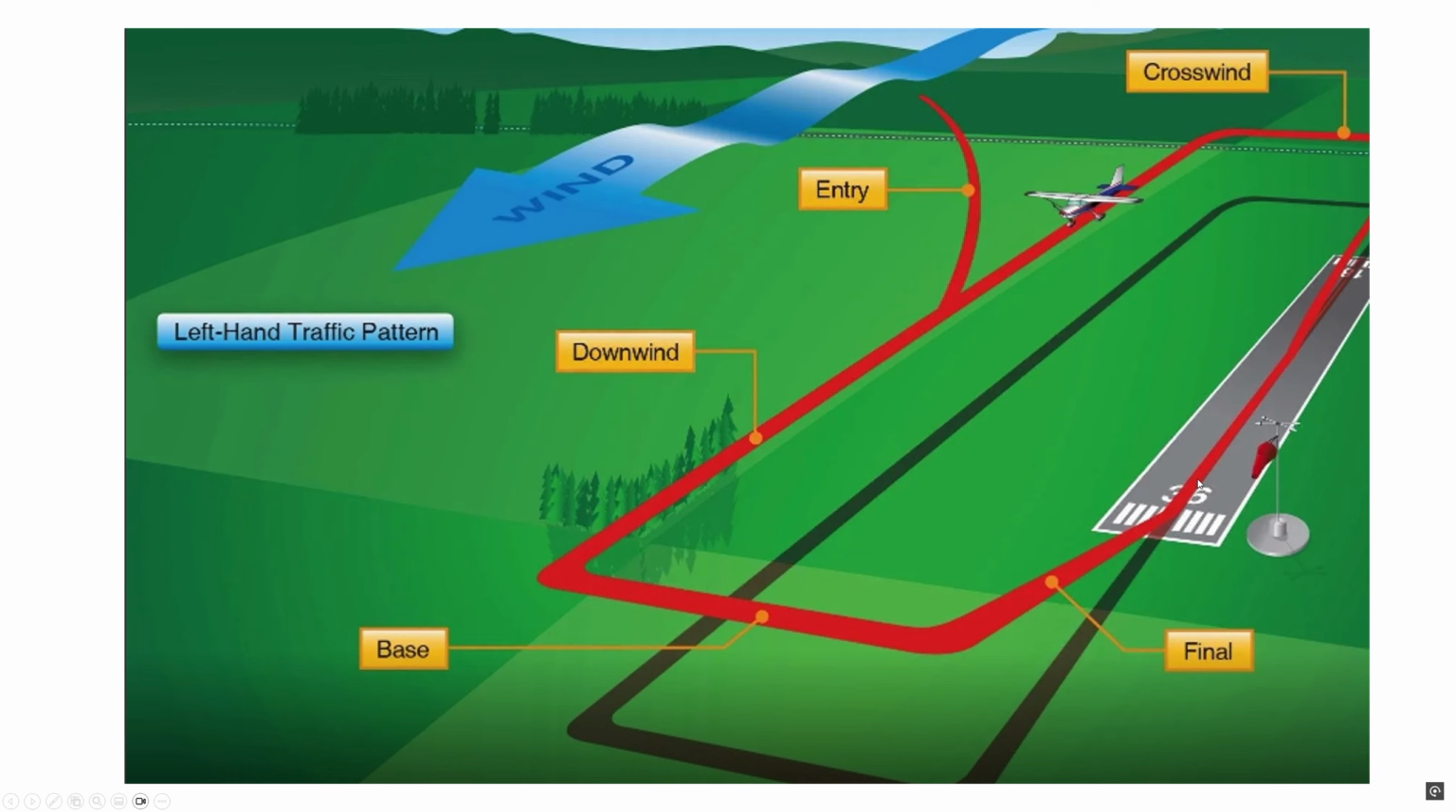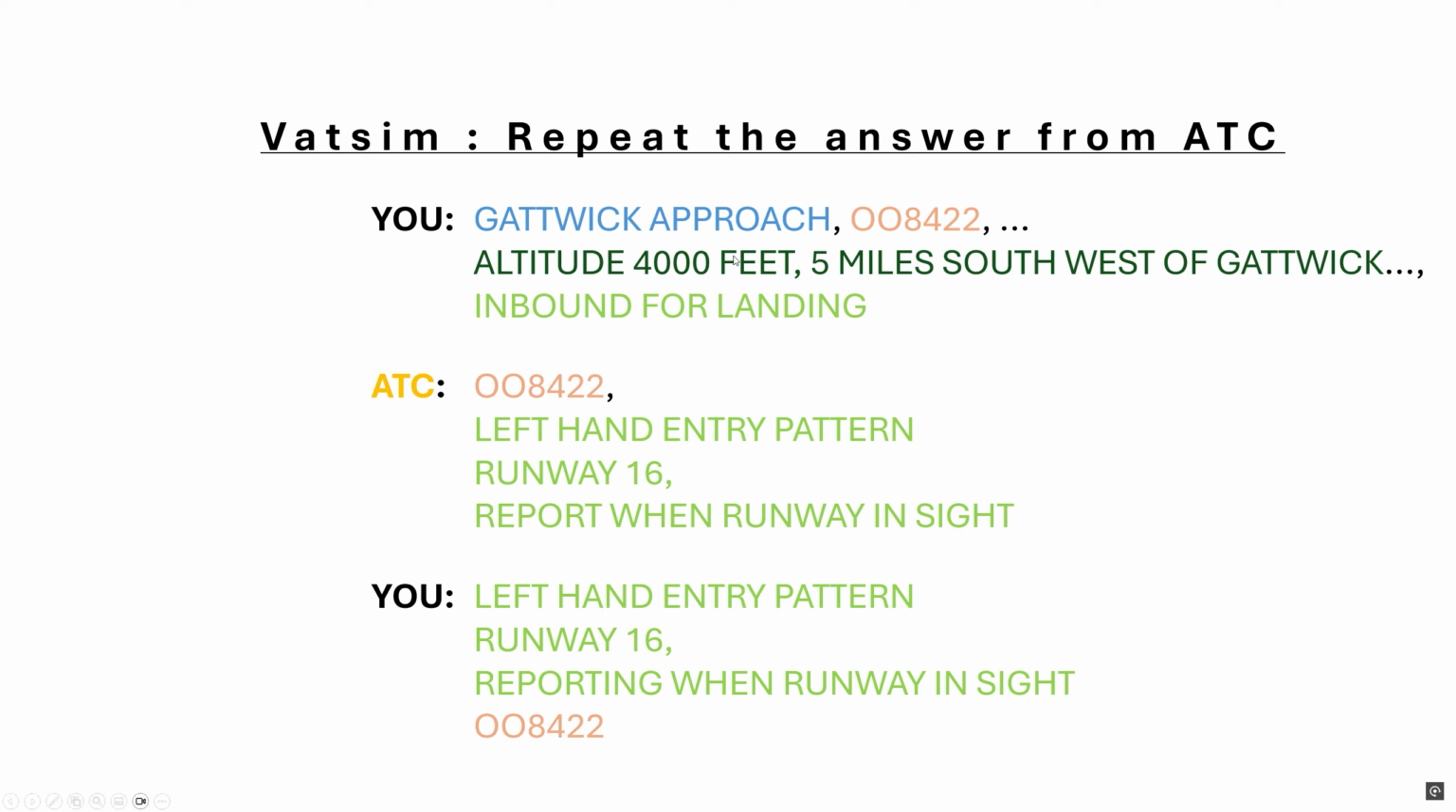How would you communicate? Well, first of all, you have to communicate with approach. So you would say Gatwick approach, Oscar, Oscar 8422. Again, the controller, your call sign. Then your location again. Altitude 4,000 feet, 5 miles southwest of Gatwick. And what you want, inbound for landing.